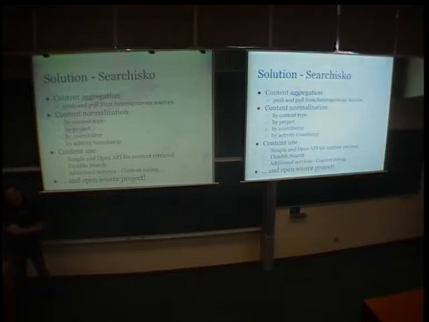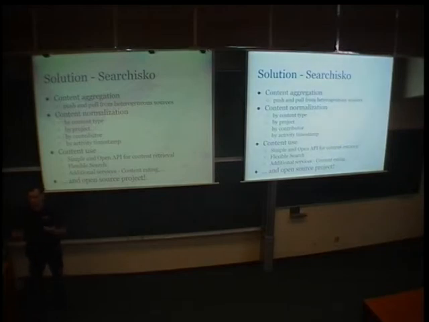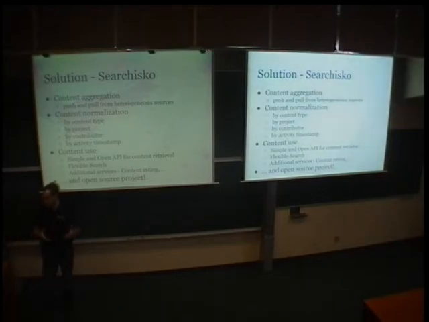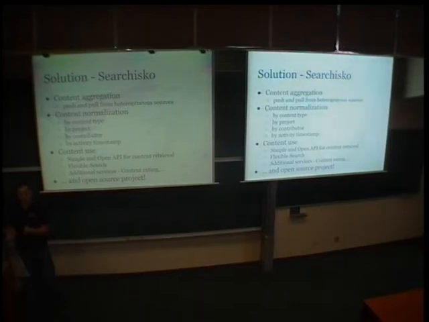This Searchisko system is a system where you can aggregate information and content from distinct heterogeneous sources. From all the systems around the internet, you simply aggregate the content which is relevant to our community and our projects, then normalize it from some points of view: content types, projects, and contributors. This normalization allows you to find all information for one project very simply. You simply say, give me all content for this project, and you get it.